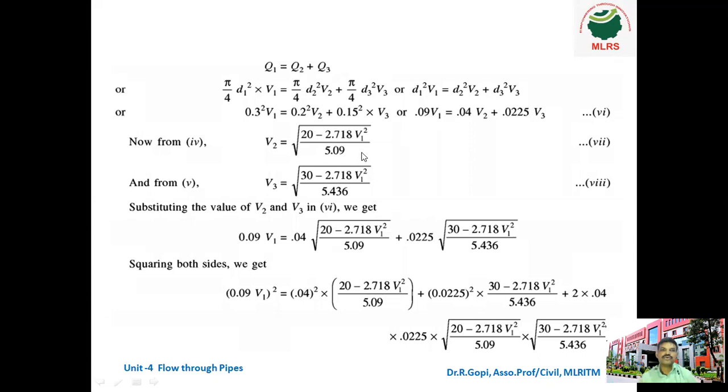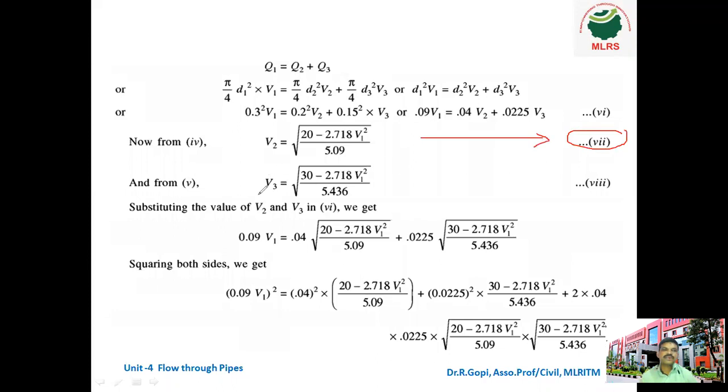Here there are three unknowns, so it is not possible to solve this problem directly. Based on the trial and error method only we have to solve the problem. It is very difficult. For that reason I am calculating V2 in terms of V1, from equation number 4. So V2 is equal to root of 20 minus 2.718 V1 square. This is equation number 7.